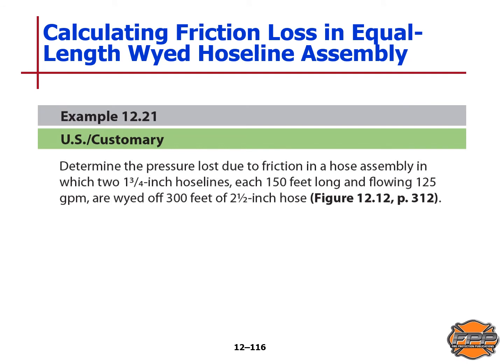Here's an example. Determine the pressure loss due to friction in a hose assembly in which two 1 3/4 inch hose lines, each 150 feet long and flowing 125 gallons per minute, are wyed off 300 feet of 2.5 inch hose. This comes from figure 12.12 on page 312 in your text.